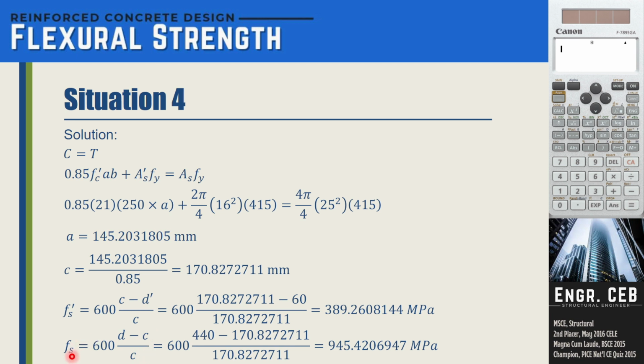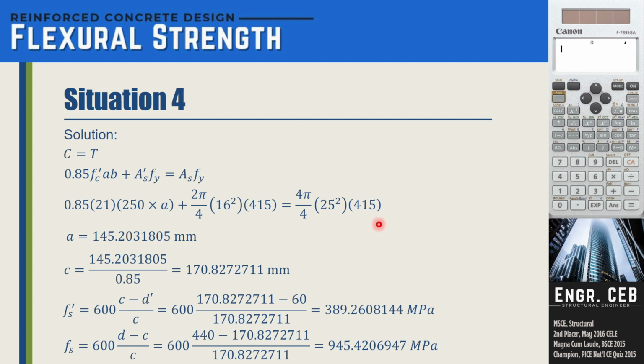So kapag tension steel naman, ito naman ang formula, no? (d minus c) over c. So that is 945.42 megapascal. So as you can see, the tension steel yields, but the compression steel does not yield because the computed value is still less than 415.